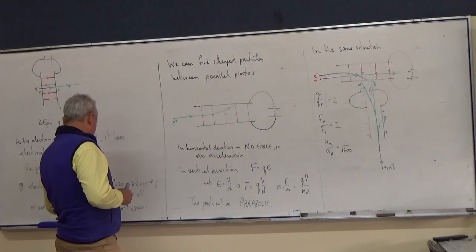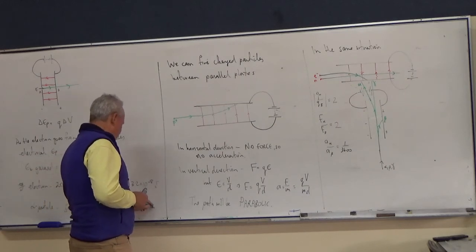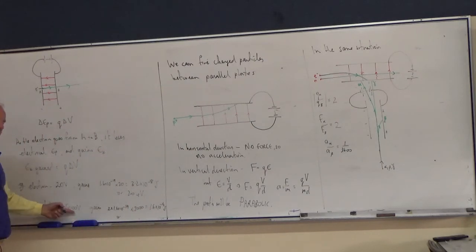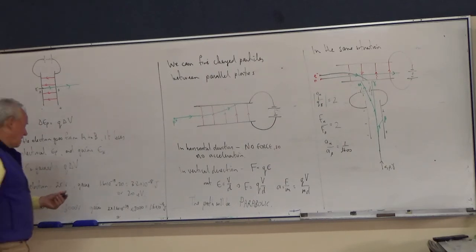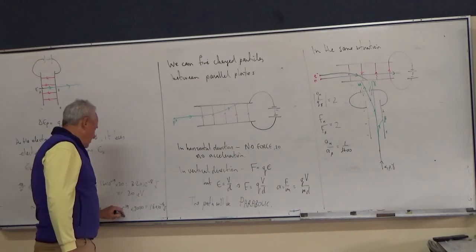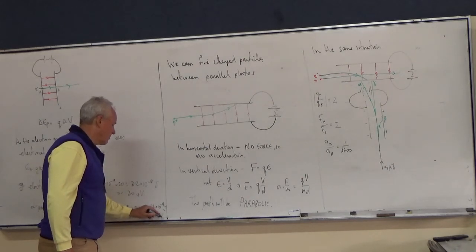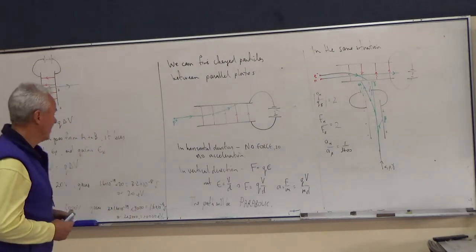Equals 1.6 by 10 to the minus 16 joules, I think, or an electron would gain or lose 5,000 electron volts, a proton would gain or lose 5,000 electron volts. An alpha particle, since it's got a charge of 2, would be 2 times 5,000 equals 10,000 electron volts, or 10 keV if you like.